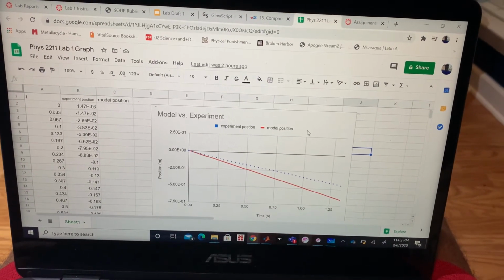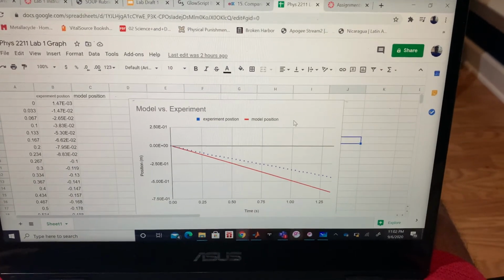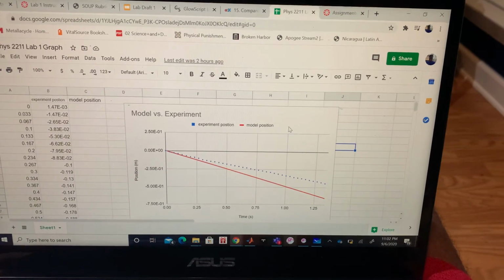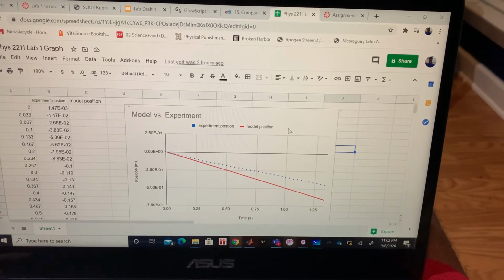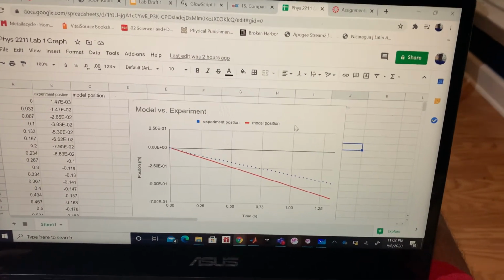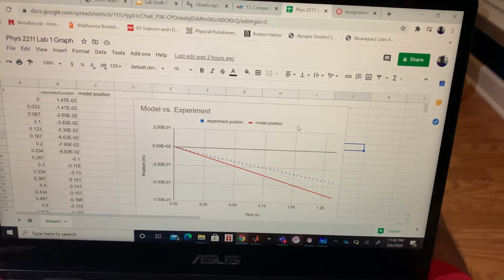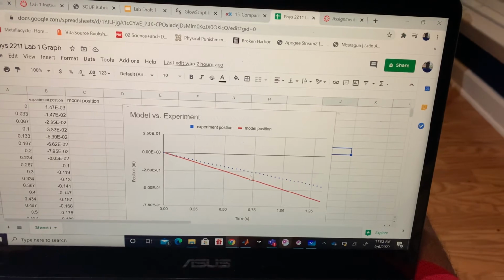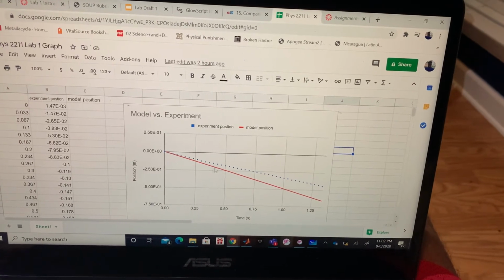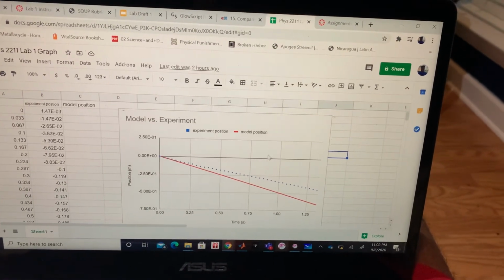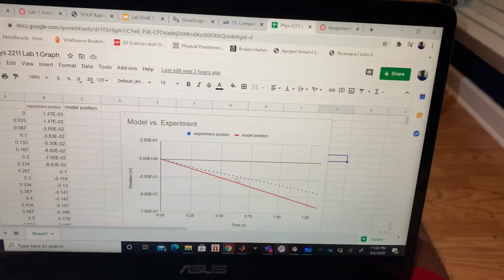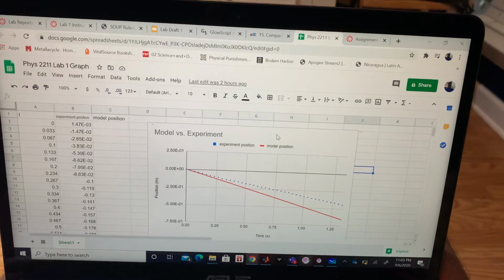F net is zero. When F net is zero, that means it's not changing direction, because that means acceleration is zero. So when acceleration is zero, that means F net is zero. That just showcases constant velocity, which you can see from this downward sloping line. That's a very key similarity between my experiment and model lines.